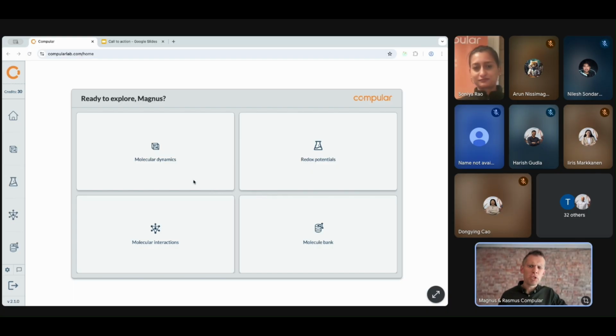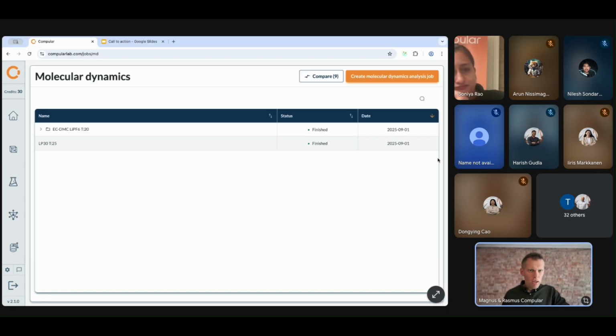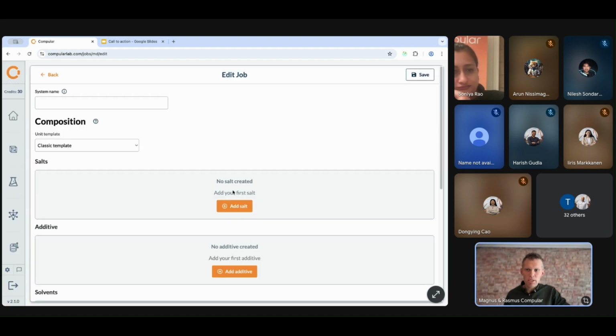So I want to take the opportunity here to show, just for these studies that we have shown you now, what would you do in Compular Lab to make that possible. So you would use the molecular dynamics module. In order to start a molecular dynamics simulation, I will just very briefly show you how that would be done. So you give it a name, let's call it webinar test.